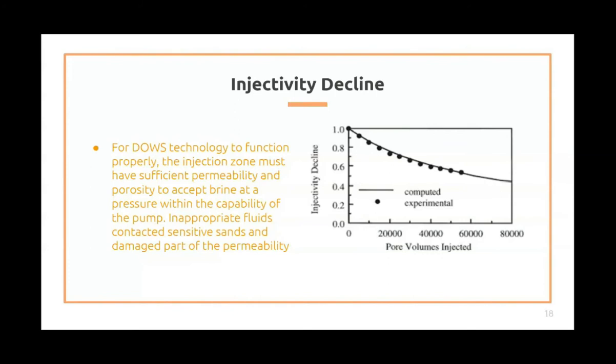In order for the downhole separator technology to function properly, the injection zone, which is the formation, must have sufficient permeability and porosity to accept brine at a pressure within the capability of the pump. Inappropriate fluid contacting sensitive zones can damage part of the permeability. As the graph beside shows, the injectivity decline will increase as the pore volume injected is decreased.